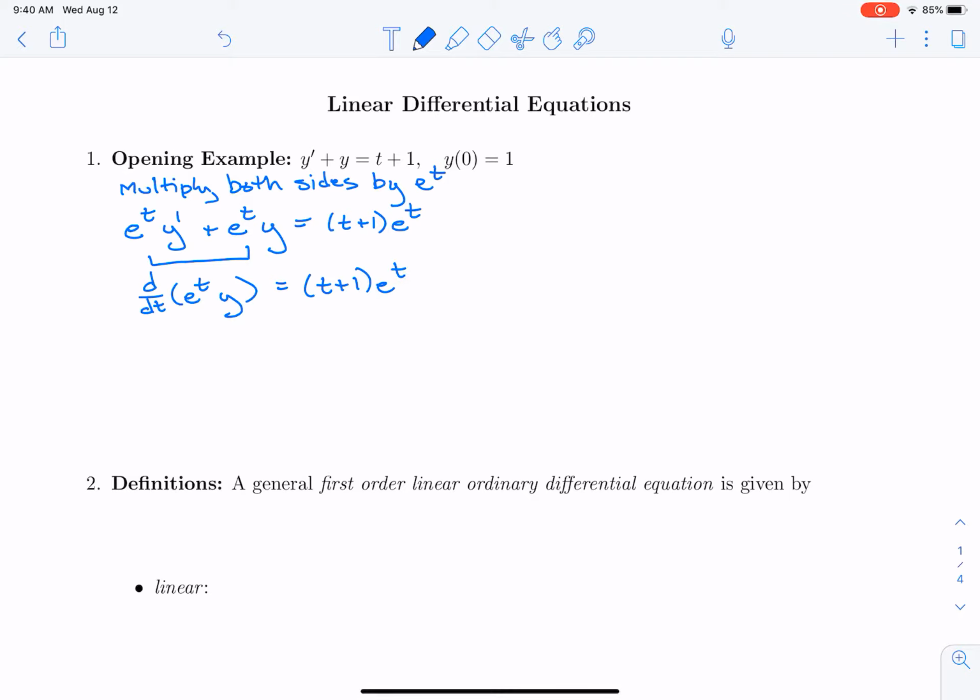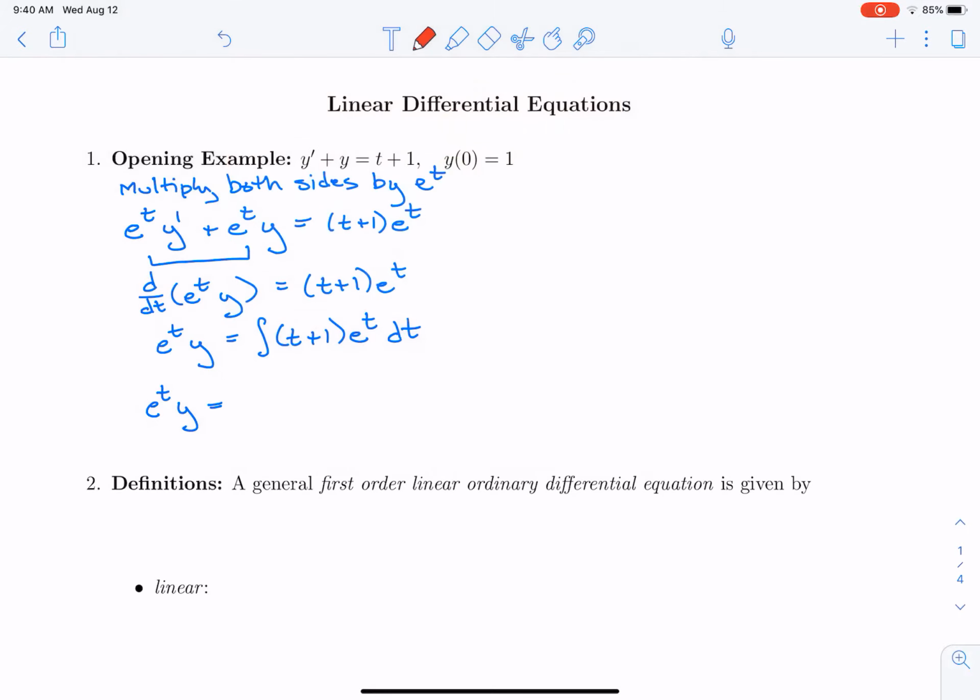Well, now what I'm going to do is anti-differentiate both sides. Essentially, if the derivative of e to the t times y is t plus 1 times e to the t, then e to the t times y should be the antiderivative of t plus 1 times e to the t, dt. And so that tells us that e to the t times y is equal to, okay, what is it equal to? I'm going to have to do a little bit of integration by parts.